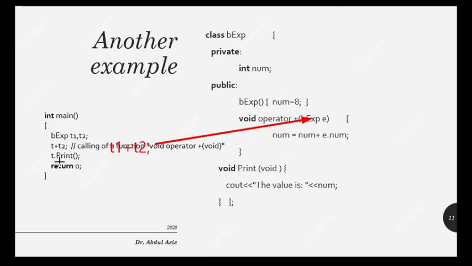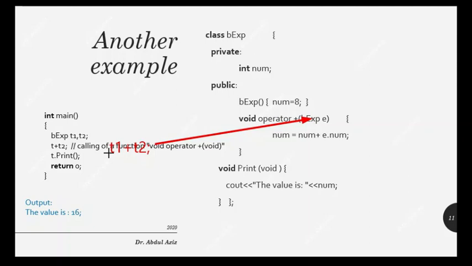Again, it's a typo mistake. This is basically t1, so we are going to print t1 dot print, and you can see that the answer would be 16 because the constructor has initialized both the objects with the value 8, and when we have called this plus operator, it will add both the values, and the result will be stored in the first operand.